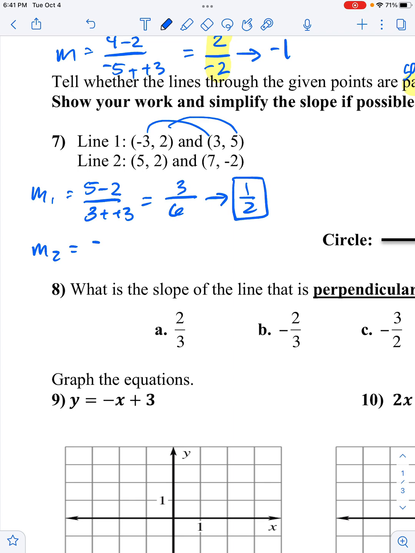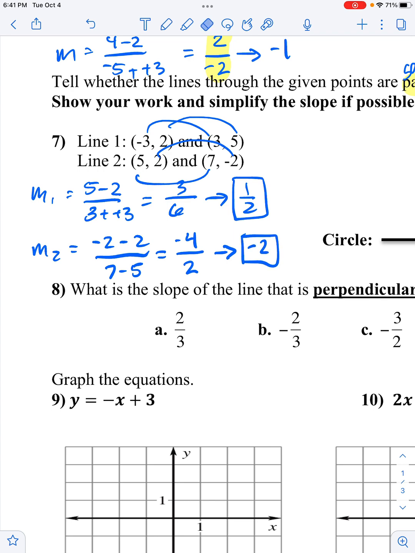So on the bottom one, y2 minus y1 over x2 minus x1. Now be careful, the top turns into negative 4. You're at negative 2 and you're subtracting 2 more. The bottom is 7 minus 5, which is a regular 2. And again, simplify. And so here I am.